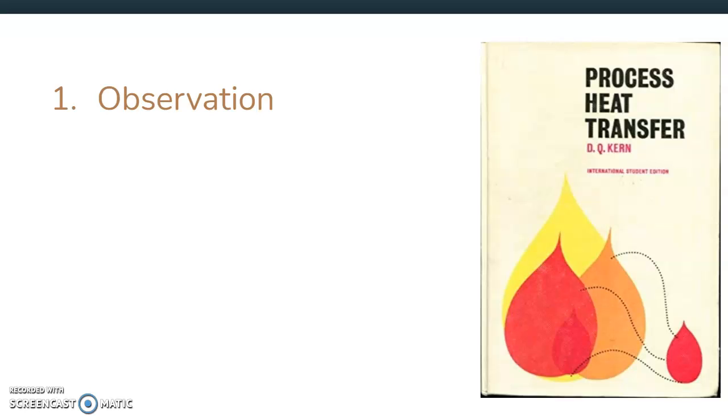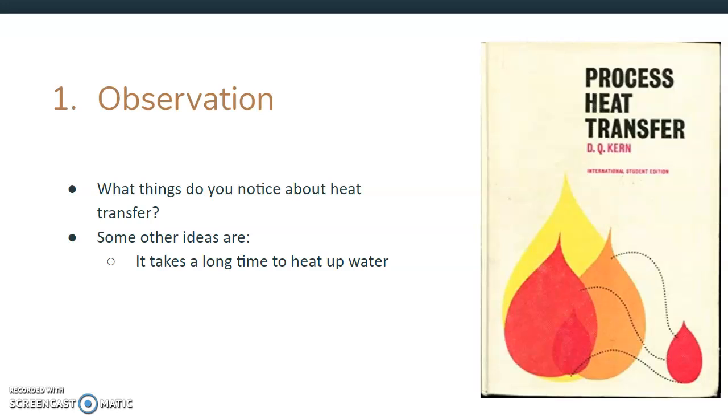So our first step is observation. I have an experiment already in mind. Usually you would do this without an experiment in mind, all on your own. So what things do you notice about heat transfer is our question, just to get us thinking for our observations. Some things that I have noticed about heat transfer are that it takes a long time to heat up water. Curious, why does it take so long? Is there a reason behind that? Also, why do some objects heat up faster than others? Again, water takes a long time to heat up, but maybe oil or even a metal doesn't take very long. So why does that happen?